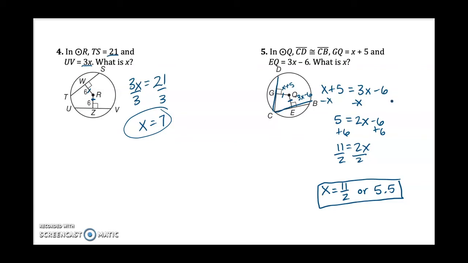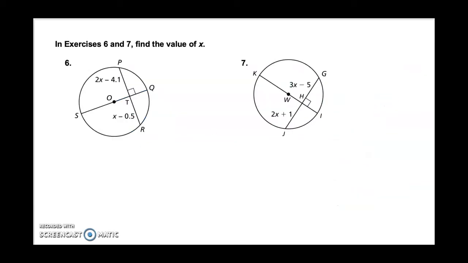All right, so let's continue on to the last few problems here. In exercises 6 and 7, find the value of x. We notice here we've got a diameter or radius. If this weren't here, this would still be true for what we need. So that is perpendicular to this chord, which means it is bisecting this chord. So those two pieces should be equal, which allows us to set up an equation.